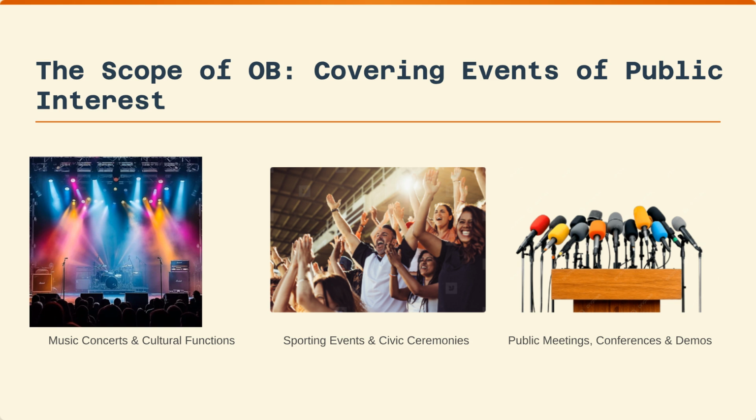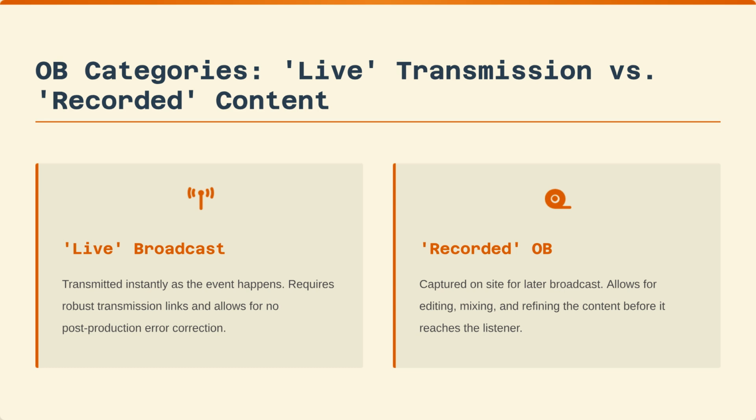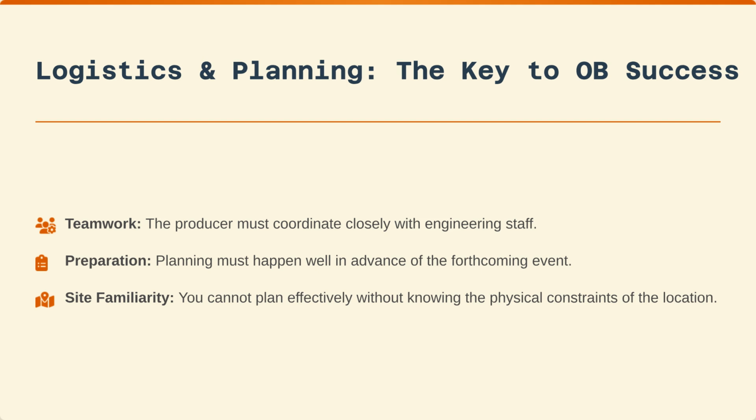OB can be live broadcast, transmitted instantly without error correction, or recorded OB, captured on-site for later editing and refinement before reaching the listener. Logistics and planning are crucial for OB success. This includes close teamwork with engineering staff, planning well in advance, and achieving site familiarity to understand physical constraints.